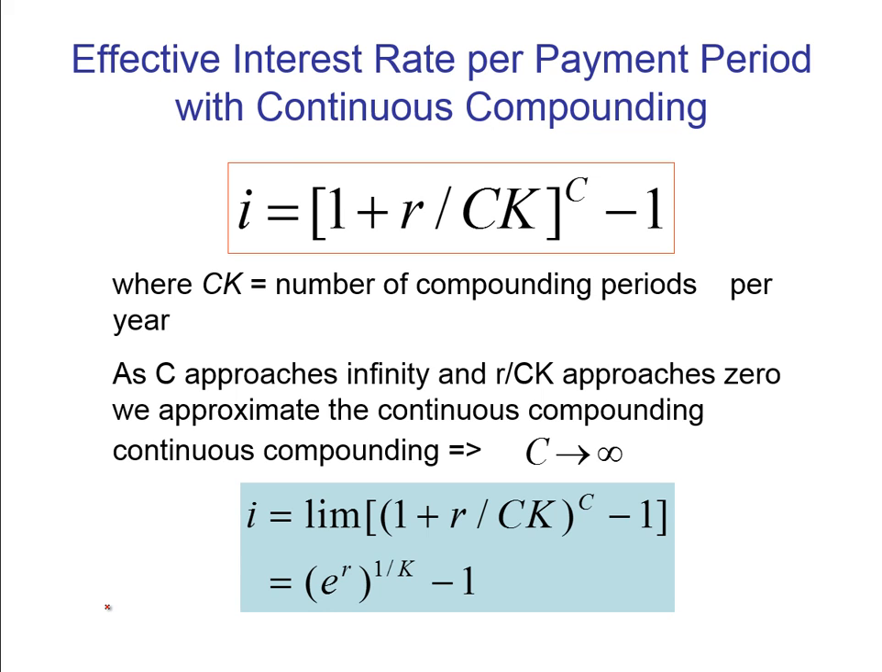What if the number of interest periods approaches infinity? Then R over CK will approach almost 0. And we can approximate the continuous compounding rate to equal e raised to the power R divided by K, all minus 1. And that will be our formula for the continuous.